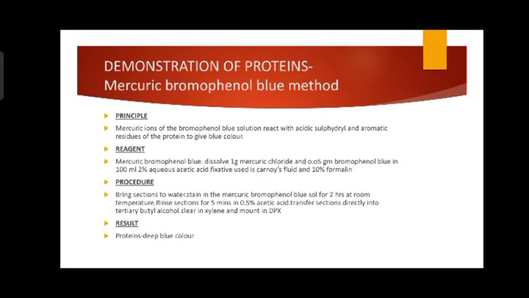Next, about the procedure. Bring these sections to water and stain in the mercuric bromophenol blue for 2 hours at room temperature. After that, rinse the sections for 5 minutes in 0.5% acetic acid. Transfer the sections directly into tertiary butyl alcohol, clear in xylene and mount in TPX. You can see the result of a deep blue color in the sections. It shows the presence of proteins.